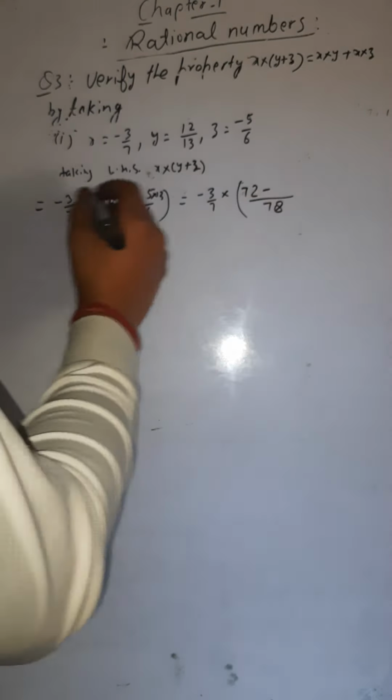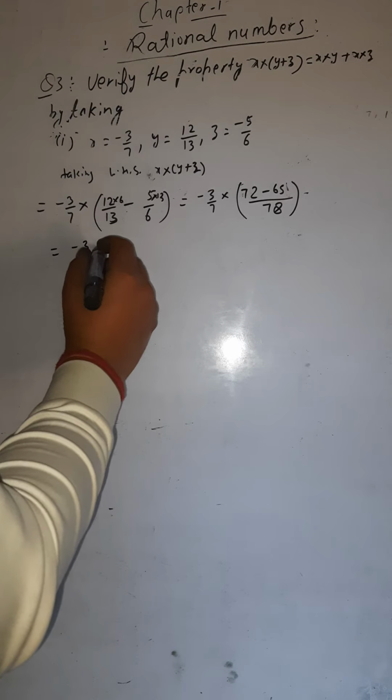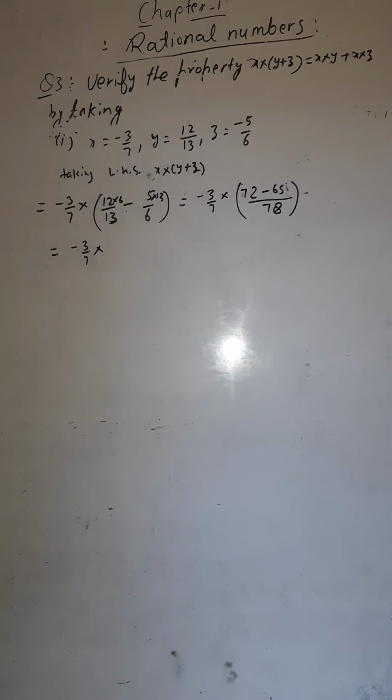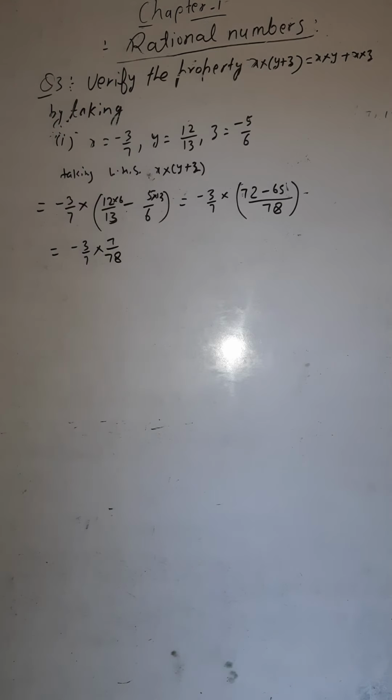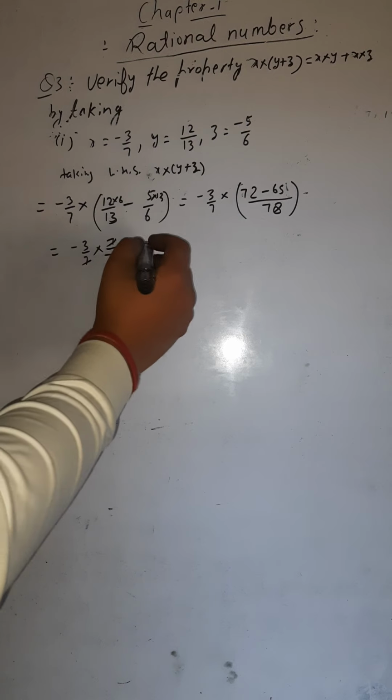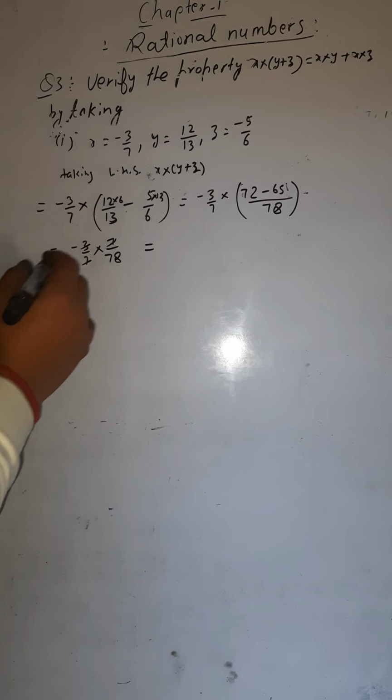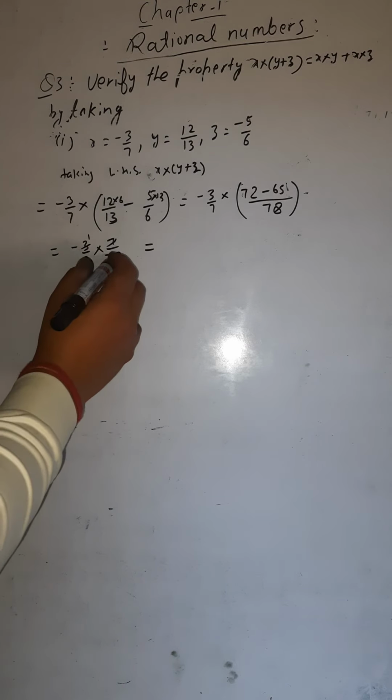So answer would be equals to minus 3 by 7 multiply 72 minus 65, which is how much? 7, yes, 7 by 78. So 7 and 7 can cancel each other, and 3 and 78 can cut each other also. 3 1 ja 3, 3 2 ja 6, 3 26 ja 78. So answer is minus 1 by 26. This is the value of LHS.